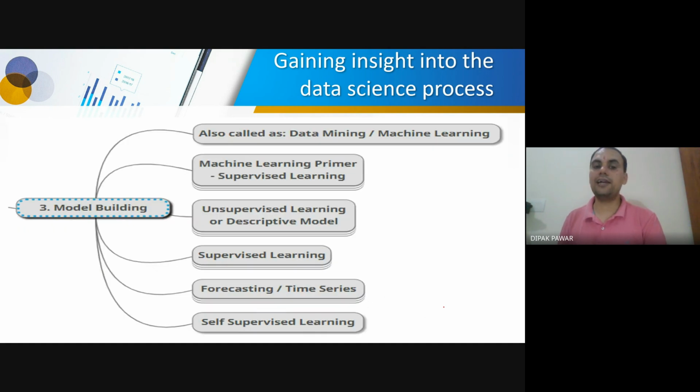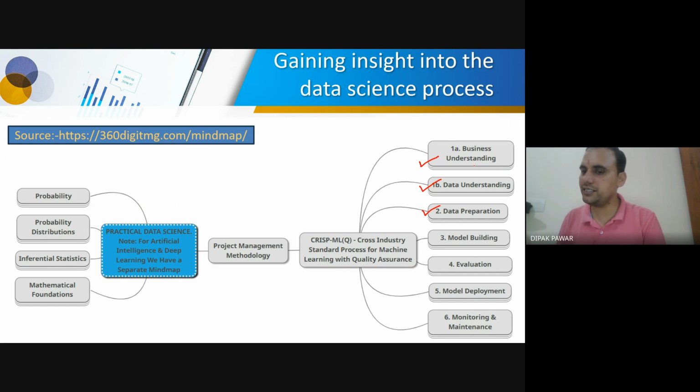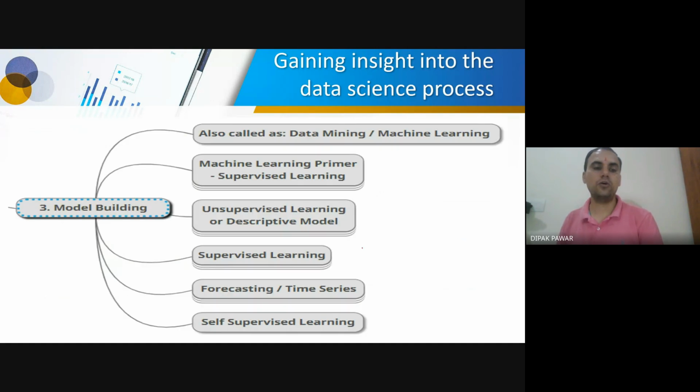Okay, so we'll start with the next part, that is model building. Before model building, which processes do we perform? We perform business understanding, data understanding, and data preparation. After data preparation, your data is completely ready. We can select any model, pass the data to that model, and train it. Model building is what we call machine learning, and it is also considered data mining.